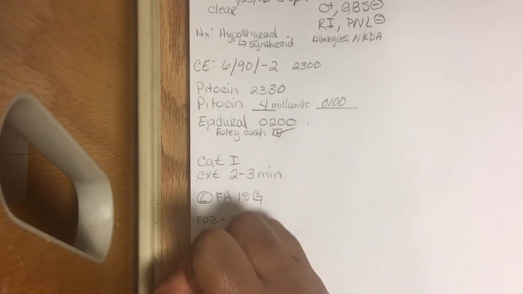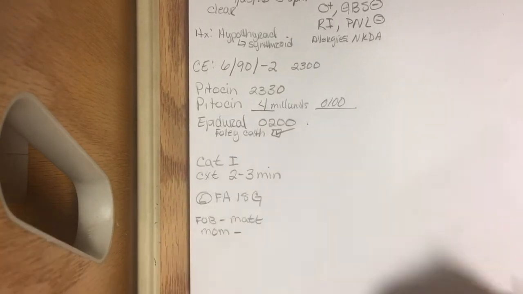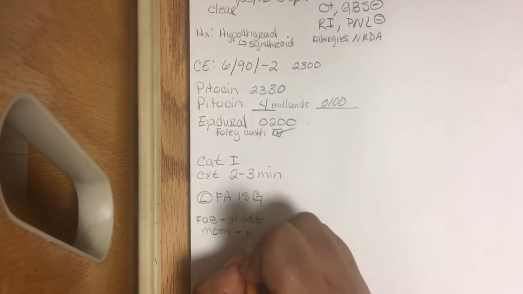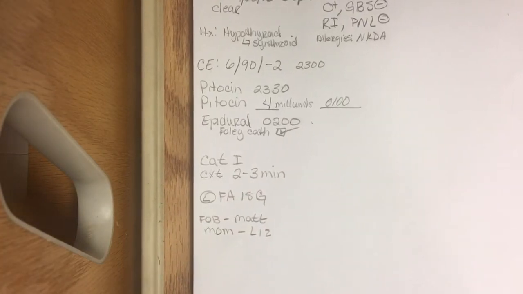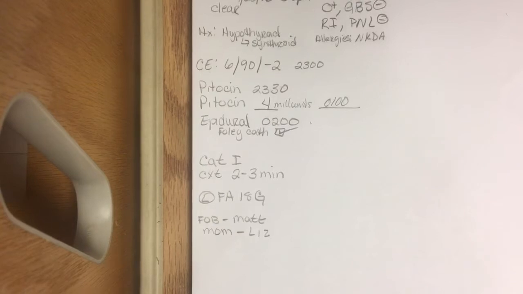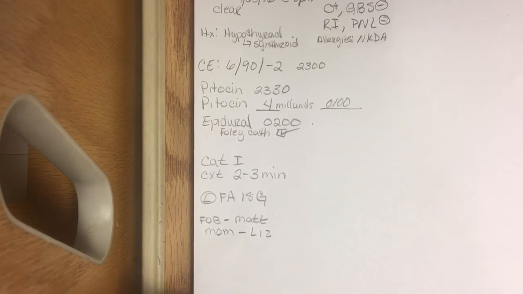Also, she has her mom at the bedside, and you can denote, let's say her name is, I don't know, Liz, and you can write down what they like to be called. And that's really about it. Unless she's getting some other medications, you may want to let the nurse know when those medications are due.